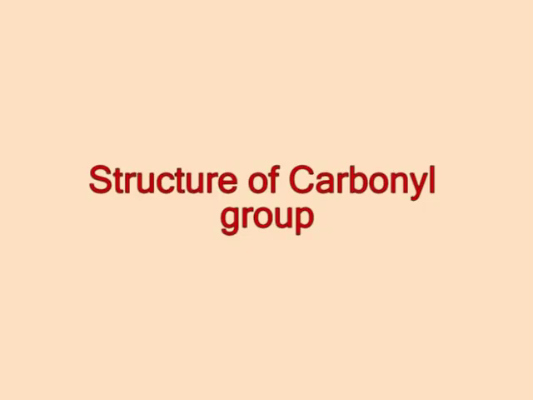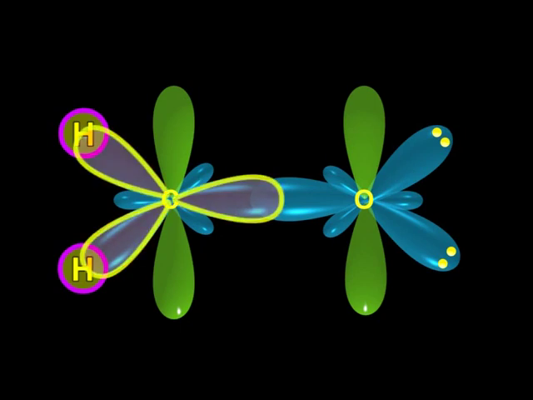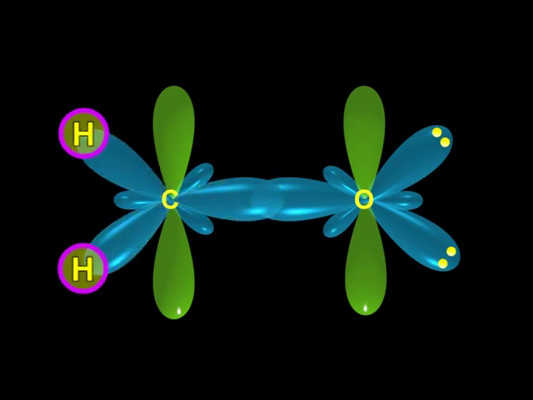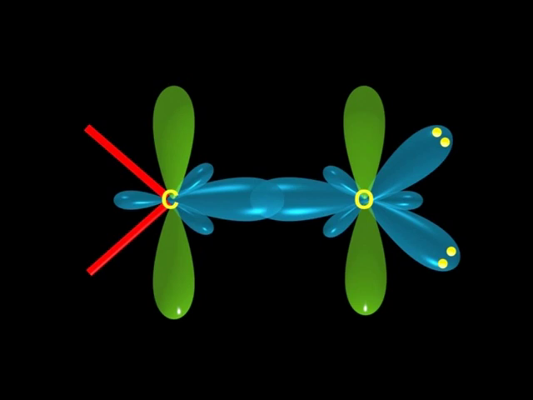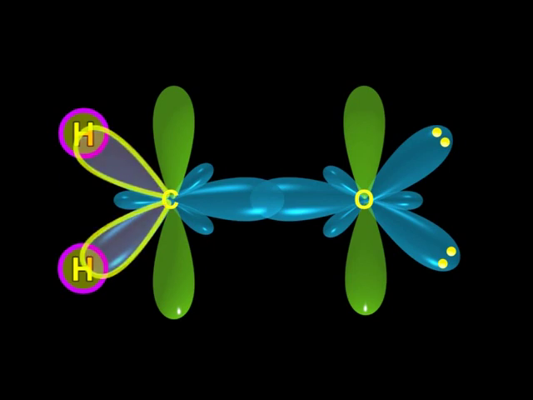Before studying further, let us discuss the structure of carbonyl group. The carbonyl carbon atom is sp2 hybridized and forms 3 sigma bonds. One sp2 hybrid orbital of the carbonyl carbon forms a sigma bond with one half-filled orbital of the oxygen atom, and 2 sp2 hybrid orbitals of carbonyl carbon form 2 sigma bonds either with half-filled 1s orbital of hydrogen atom and half-filled orbital of carbon atom, or half-filled orbitals of 2 carbon atoms, depending upon the carbonyl compound.